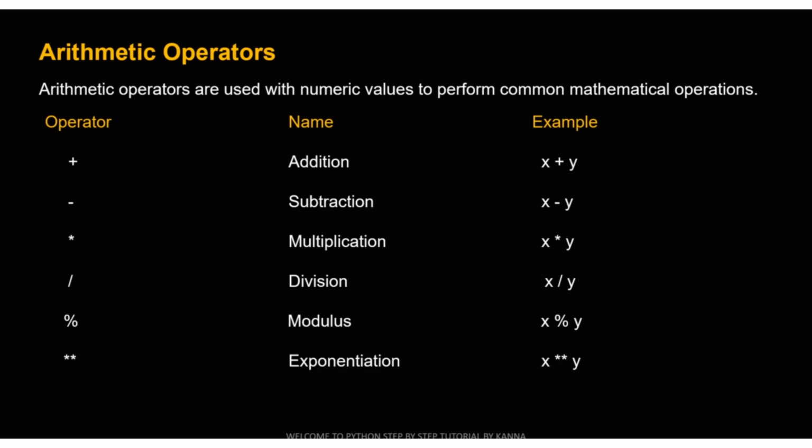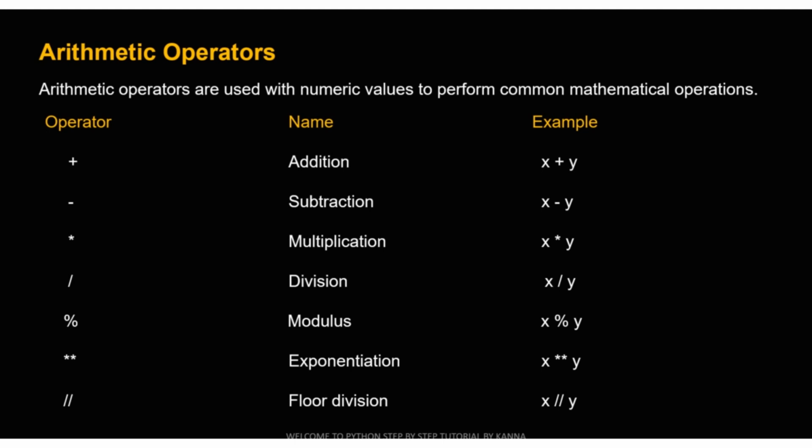Exponentiation is represented with double star: x double star y means calculating x power y. Floor division is represented with double slash: x double slash y means performing the division operation and displaying only the integer value in the output.